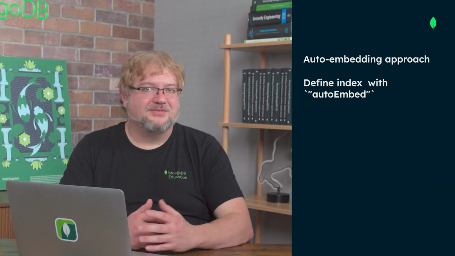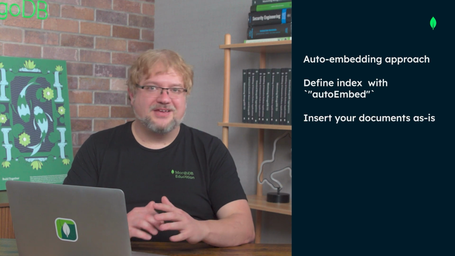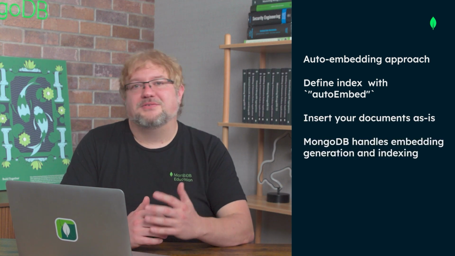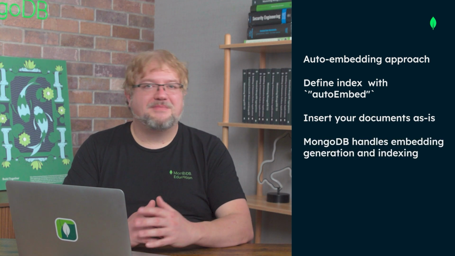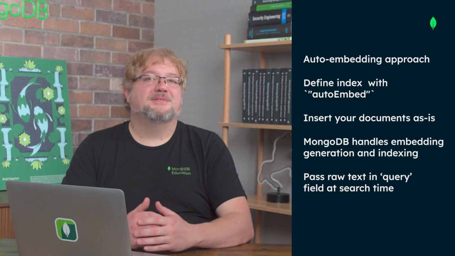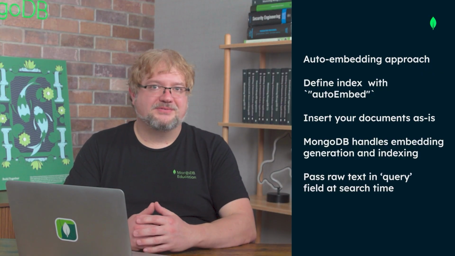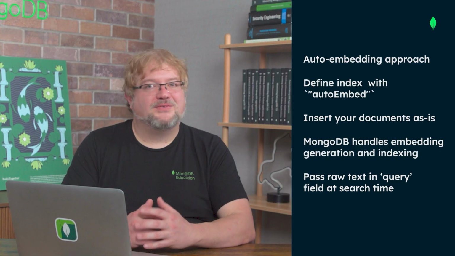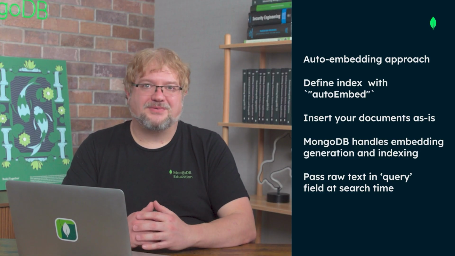With auto-embedding, you define the index once with auto-embed and insert your documents as is. MongoDB handles embedding generation and indexing automatically, and at search time, you simply pass raw text in the query field. The result is the same powerful semantic search with far less operational overhead.